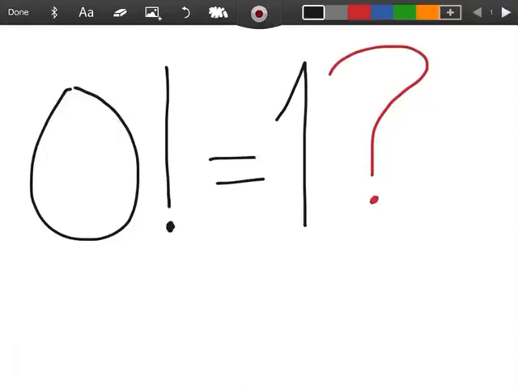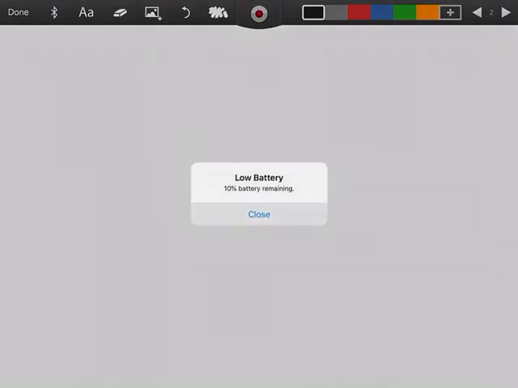Hello everybody, welcome back. Today we're going to be exploring why 0 factorial equals 1, because it just doesn't look right. But I'll show you how it is right. Let's get into it. So we're first going to start off with indices, because there's a similar scenario there, right? We have a to the power of 0 equaling 1. It doesn't look right, just like 0 factorial equals 1 doesn't look right.